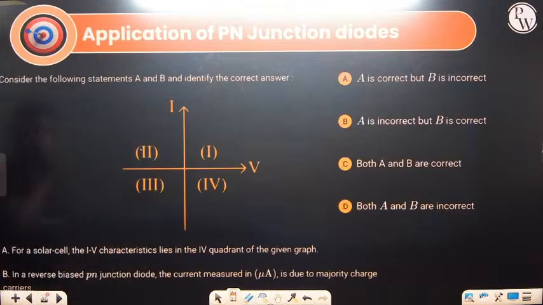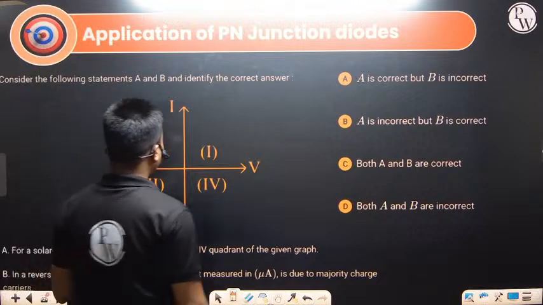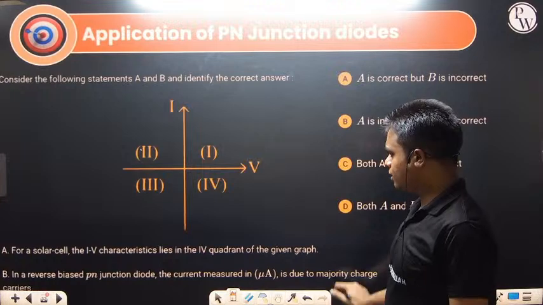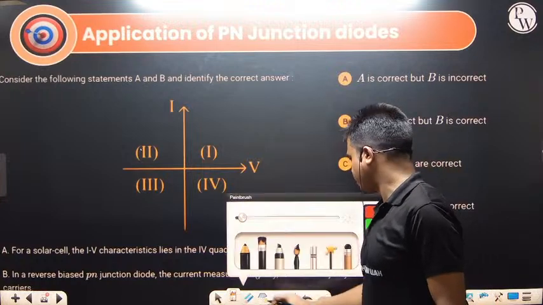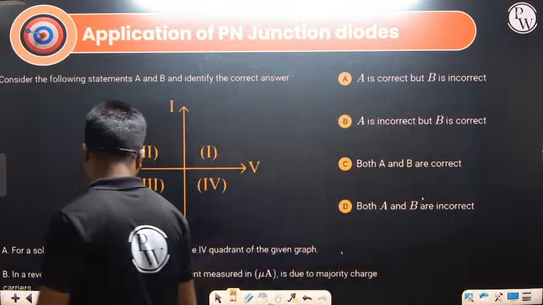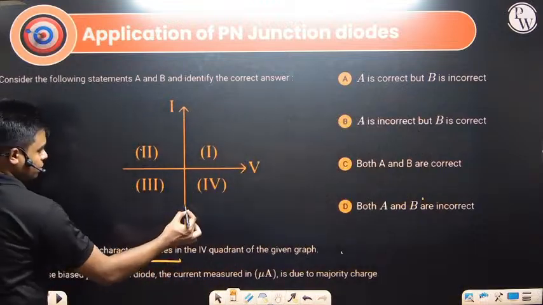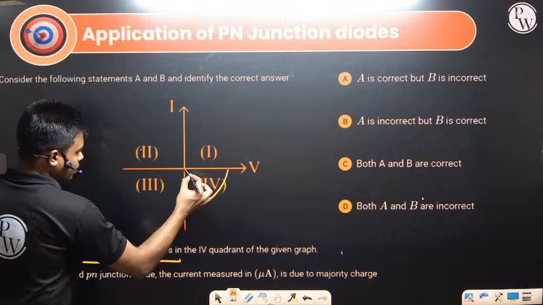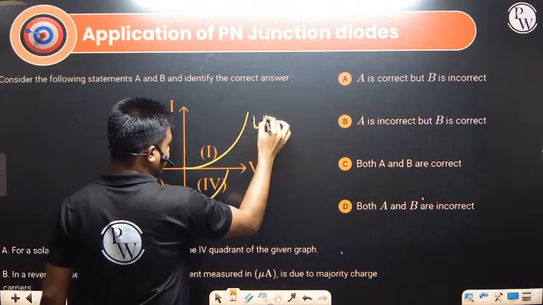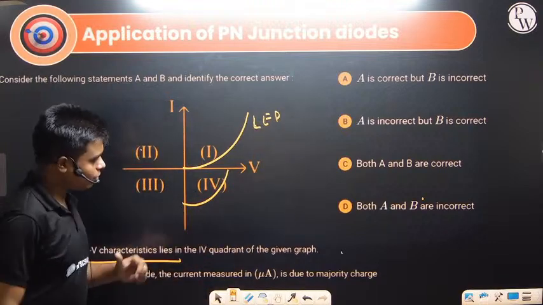So consider the following statements, A and B, and identify the correct answer. For a solar cell, the IV characteristic lies in the 4th quadrant of the region. So this will be the solar cell, right? This will be for LED. You can note this down on a single page. This will be for LED, and this will be for solar cell.